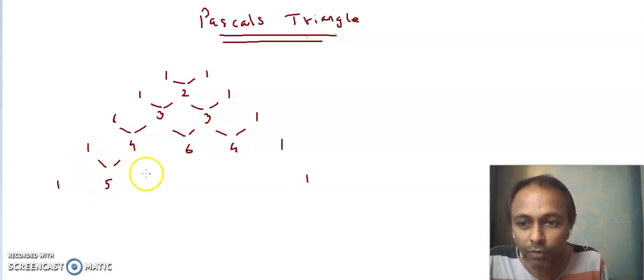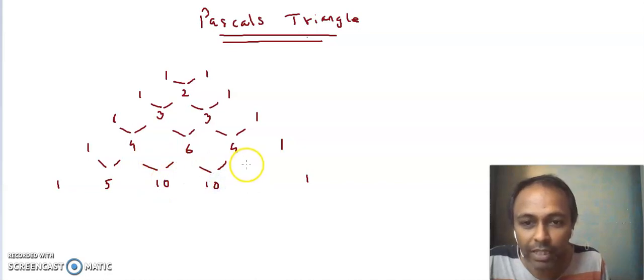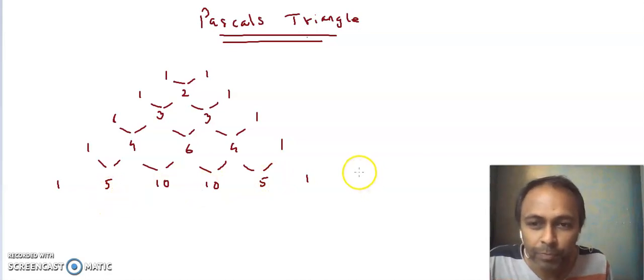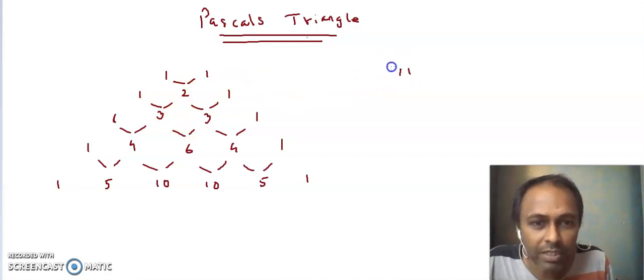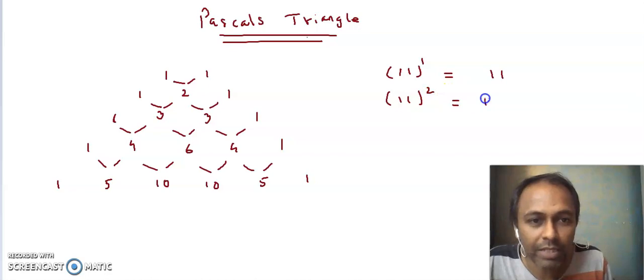1 and 4, 5. 4 and 6, 10. 6 and 4, 10. 4 and 1, 5, etc. You can keep doing it. Now the best part of these numbers is that if we ask you what is 11 raised to 1, the answer is 11. What is 11 raised to 2? The answer is 121. What is 11 raised to 3? The answer is 1331, and so on.